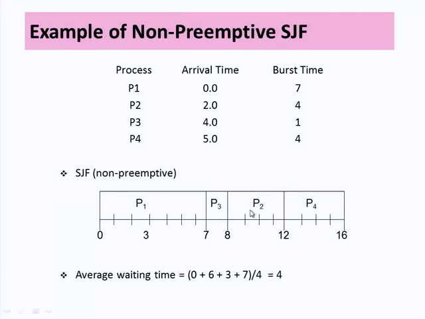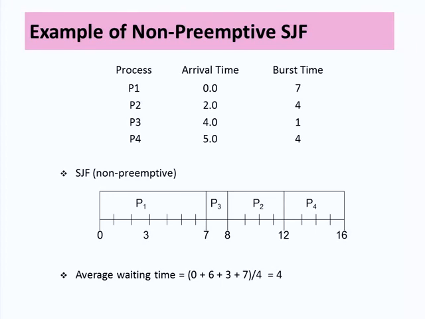And then after that, P2 started the service at 8. However, it arrived at 2, so that is 6 milliseconds. And then next here we have P4 started the service at 12, while actually P4 arrived at 5. 12 minus 5 is 7. So you sum that, you divide it by the number of processes, and you find that the average waiting time is 4.